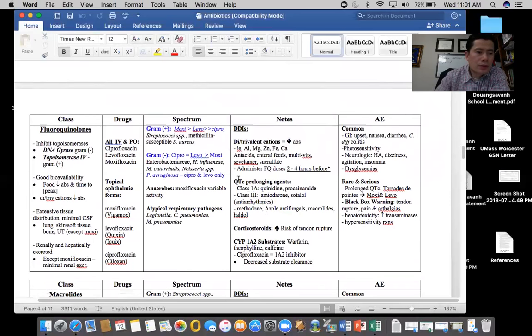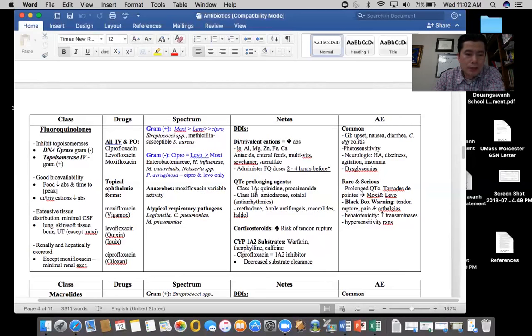So the fluoroquinolones. I know the name throws you off because we're not used to calling these by group names, but these are the levofloxacin and ciprofloxacin. That's the way they're grouped in this area. Cipro is usually used for gram-positive or gram-negative, levofloxacin is more for gram-positive, and moxifloxacin is more for anaerobes. And then you typically use them for atypical respiratory pathogens that include the pneumonia species.